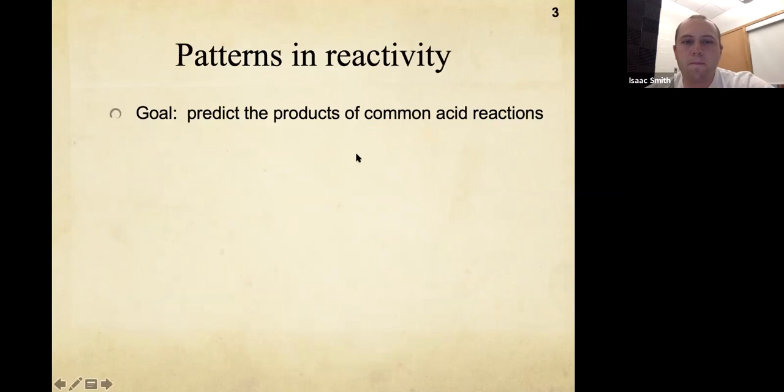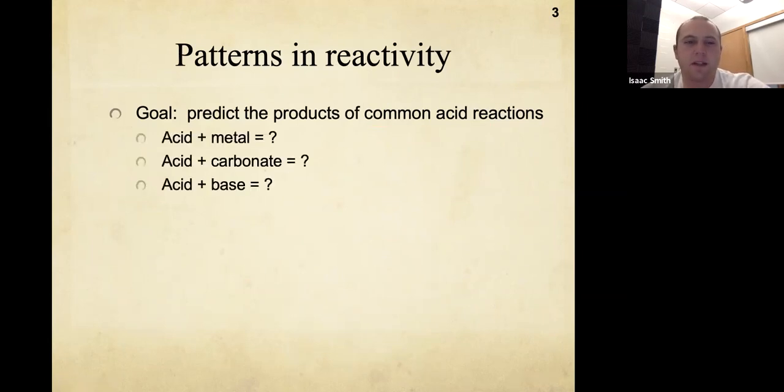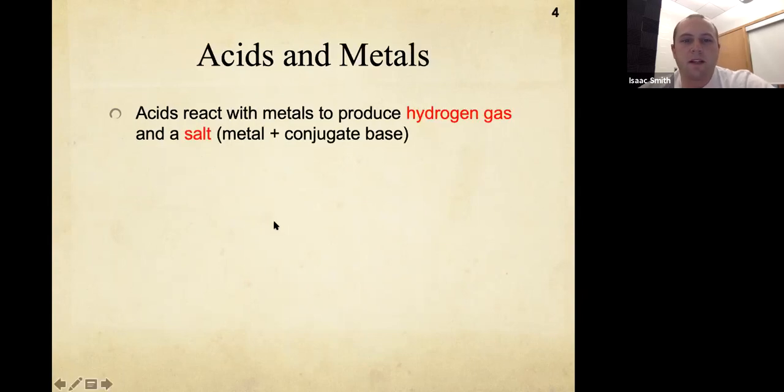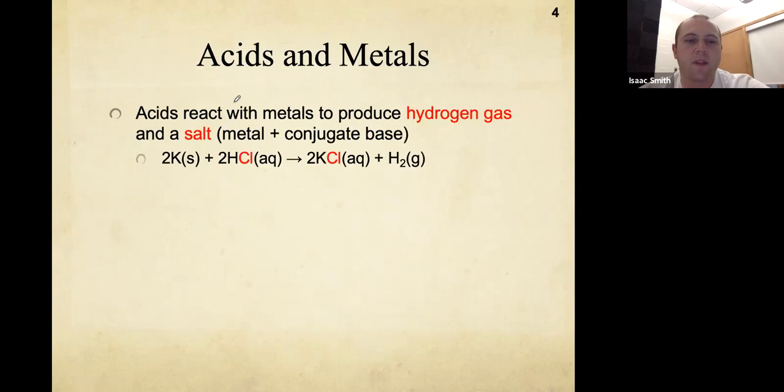So the goal of today is to understand patterns and predict products for certain acid-base reactions. What happens when we mix an acid and a metal, or an acid and a carbonate, or an acid and a base? The first one is mixing acids with metals. When an acid reacts with a metal, it produces hydrogen gas and a salt.